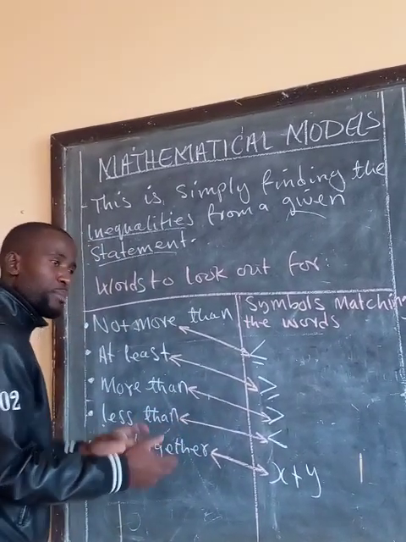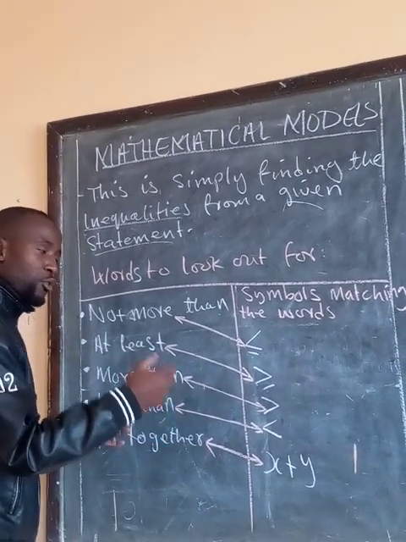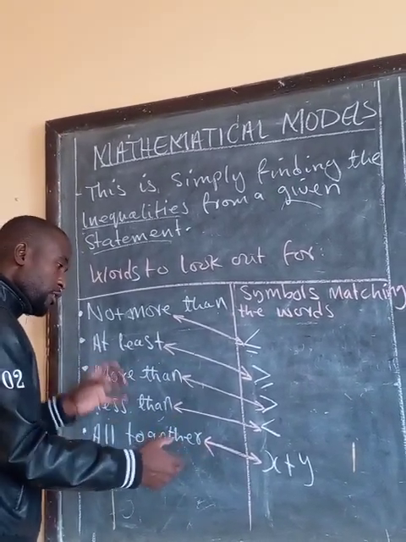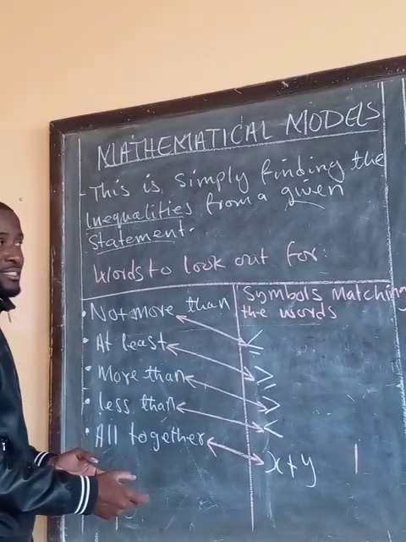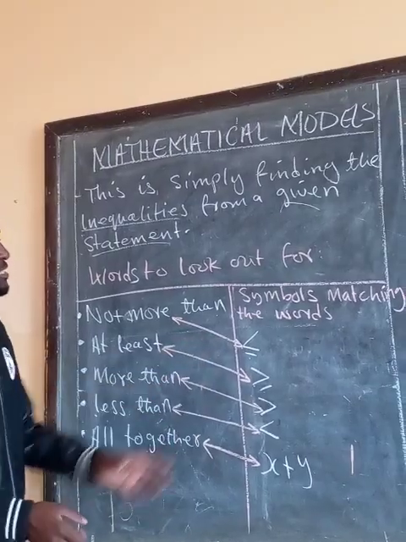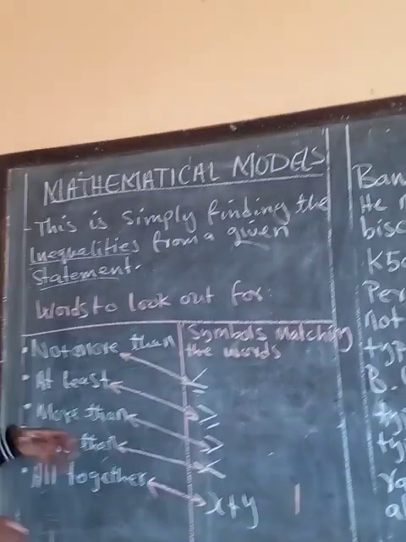If you are given 2 biscuits, you want to buy a lollipop and a toffee sweet, you are going to add them. Lollipop plus toffee sweet all together, that is what this person wants.